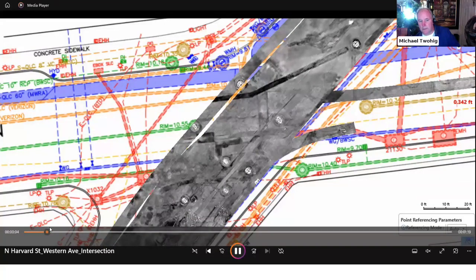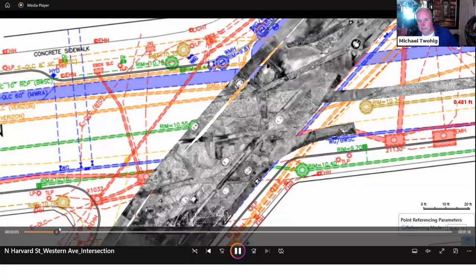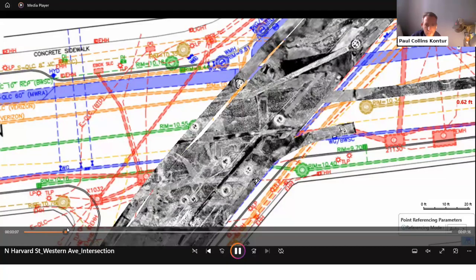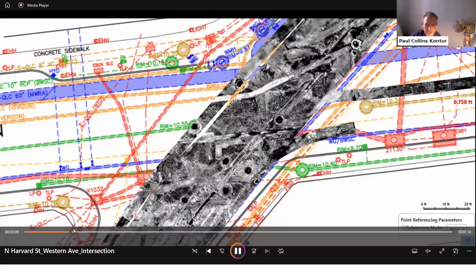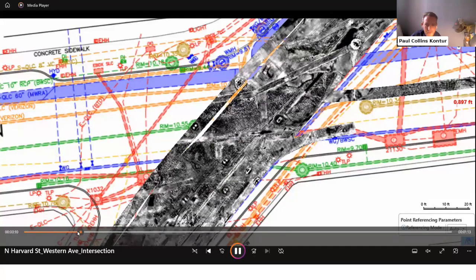But this is a great demonstration of what you can see. It's definitely congested. There's a lot going on. Yeah, there's a lot going on.